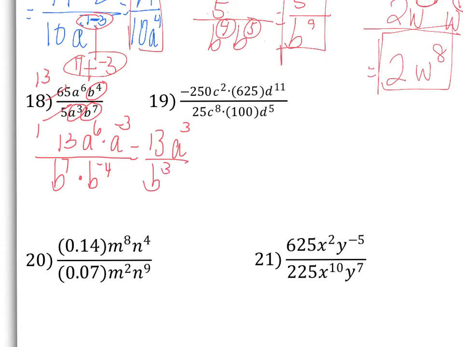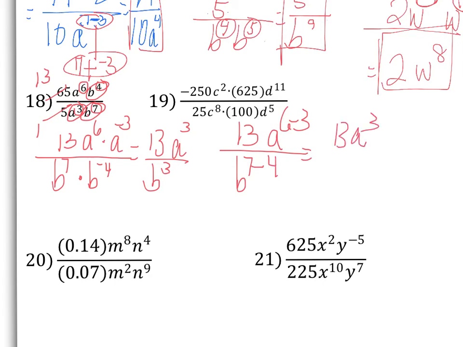Okay, there's another way to look at this. Okay, so 13, and by the quotient property, we could take 6 and subtract 3. And then 7, subtract 4 to get 13a to the 3rd power and b to the 3rd power. And we get the same answer here.